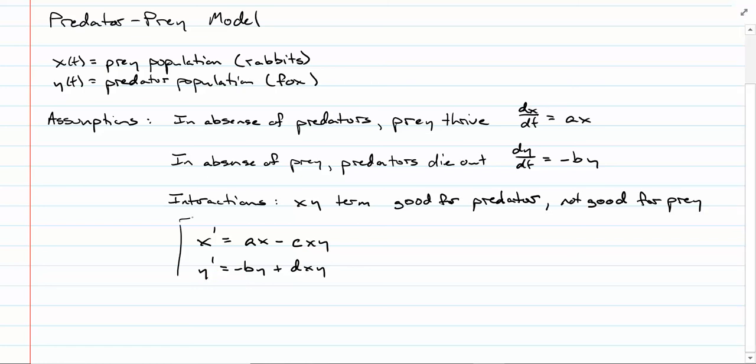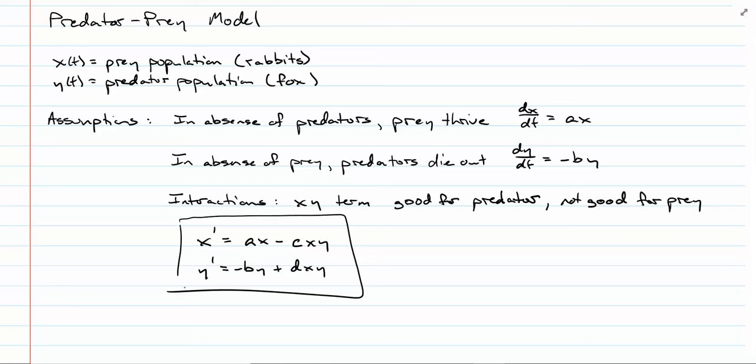So here, this is our predator-prey model. What we'll do is look at a specific example of that. We're going to find the critical points of that system, and then analyze those in terms of real life, long-term behavior of these two populations living together.